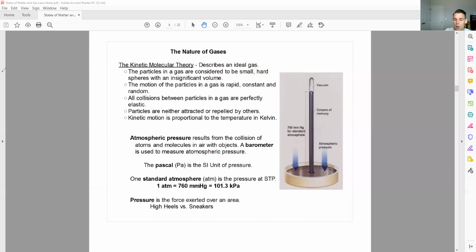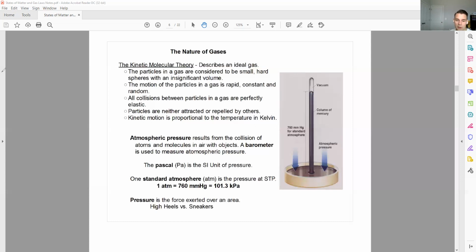All collisions between particles in a gas are perfectly elastic. So what that means is, if they come together, they're going to hit each other and bounce off in opposite directions without losing any energy or speed. You can think about it like a car accident. A perfectly elastic collision would be like you hit bumpers and bump away. Nothing really happens. Whereas inelastic would be they get all crumpled together.